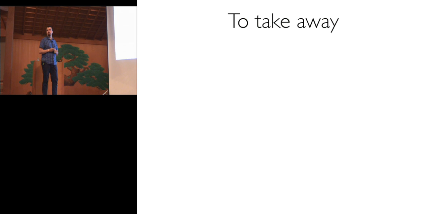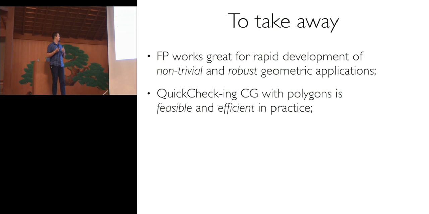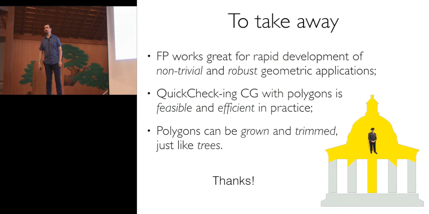What I would like to take away from our experience is that functional programming also works for computational geometry. So if you want to have something robust, something non-trivial, and implemented in a relatively short amount of time, pick a nice language. Scala, I think Haskell will work too. What is more essential for this talk is that if you pick something functional, you also get access to all these nice tools like QuickCheck, and you can QuickCheck computational geometry, which is quite efficient in practice. And finally, the insight that you need in order to check something in computational geometry that manipulates polygons is that the polygons are trees. You can grow them, and you can trim them. And this is all I have. Thank you.